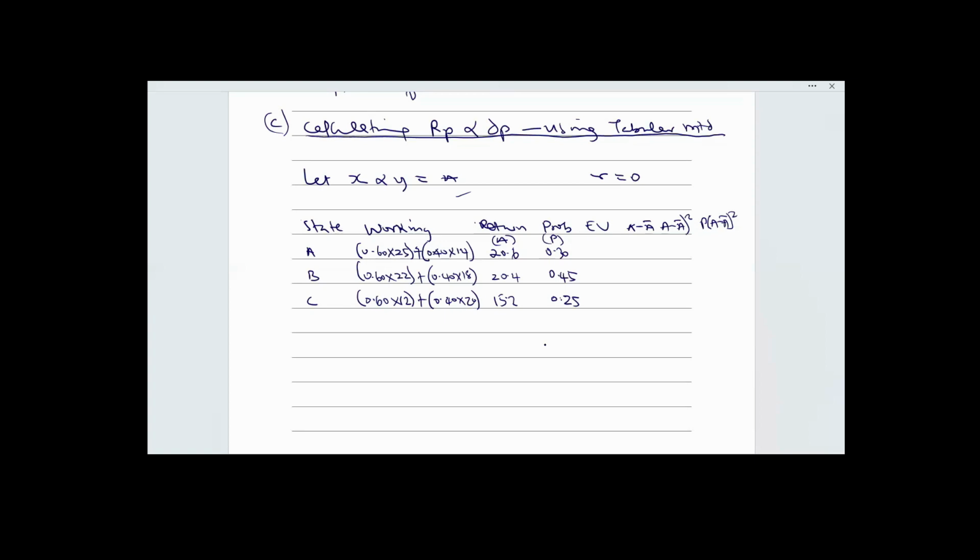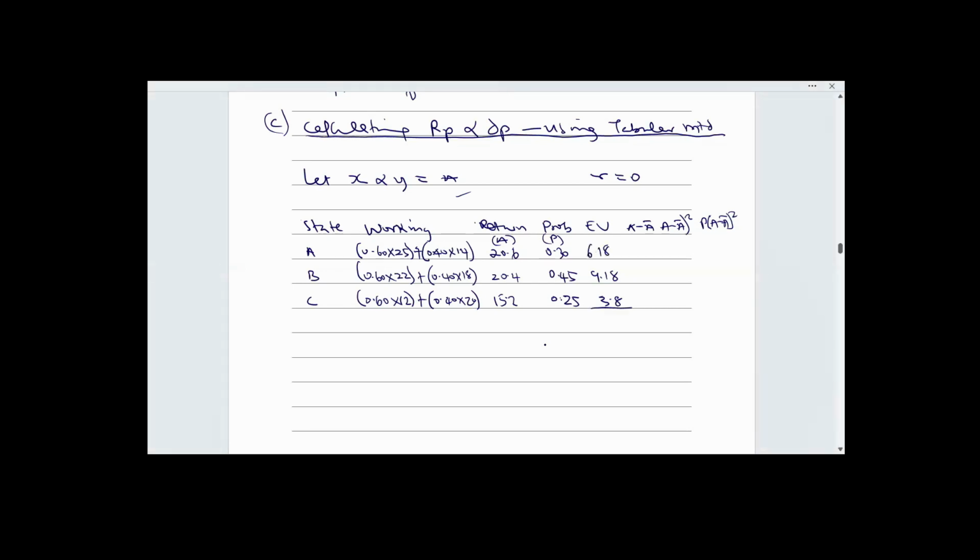So in this case, I would then say 15.2 multiplied by 0.25 equals 3.8. Here is 3.8. I will do the same thing. 20.4 multiplied by 0.45 equals 9.18. Finally, I will do for the state A, which is 20.6 multiplied by 0.3 equals 6.18.